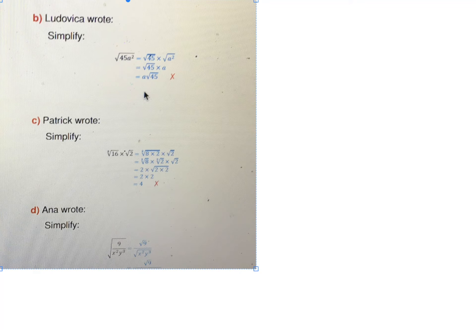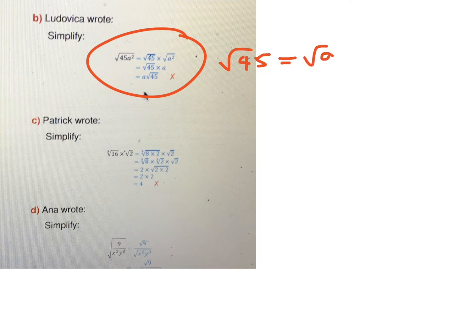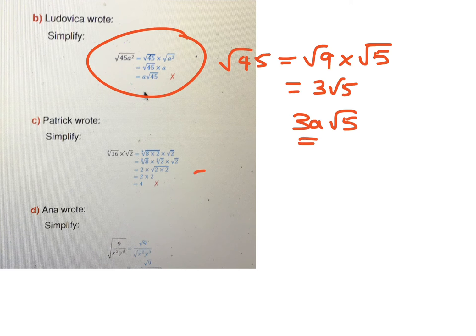So with these, you're just looking for their mistakes. All they haven't done is simplify the root 45. Root 45 is root 9 times root 5, because nines are 45. So that's 3 root 5. So it'll be 3a root 5. That's how I'd write it. I always like to write the number first.